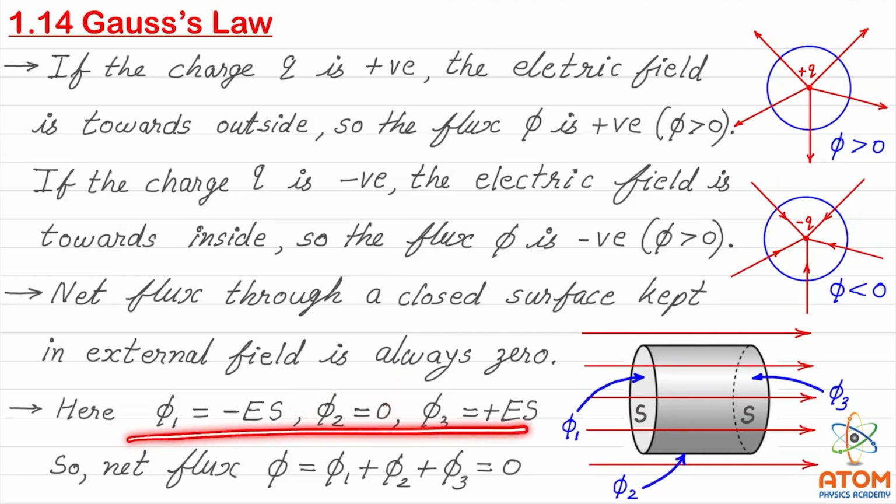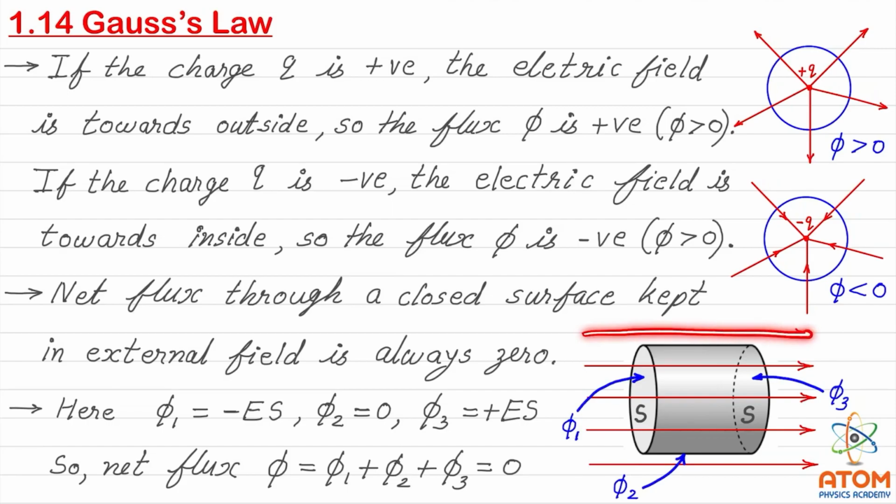Now if we add all of this flux, then obviously the total net flux will be phi 1 plus phi 2 plus phi 3, and will become 0. So remember this case, whenever we place any closed surface of any shape, here we have taken a cylindrical shape, but if you take any other shape as well, in an external electric field, then the flux will be 0. Also mind well one more thing, here I have chosen a uniform electric field, but even if the electric field is non-uniform, the total flux linked with the closed surface by the external field will always be 0.